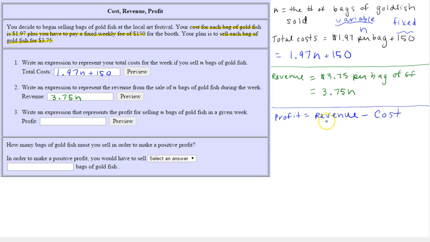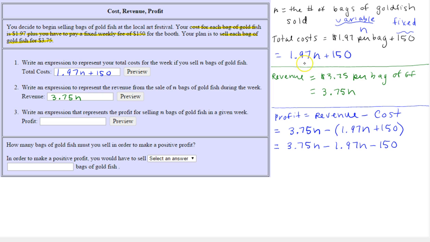So we can actually use our expressions that we already have. So we know the revenue is $3.75 per goldfish, and now we want to subtract off the cost. So we need to subtract this entire expression. And I'm going to write this in parentheses, minus (1.97n plus 150). Now we could think about distributing this subtraction as a negative 1 to these two terms. And in 1 second we'll talk about how this connects. Minus 1.97n minus 150. So I just wanted you to see why these parentheses are important.